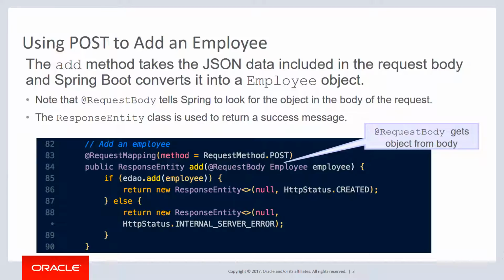Notice that I use the response entity class to return my messages. If I was successful, I return a 201 created. If unsuccessful, right now I'm doing a 500 catch-all. Of course, if you have more specific information, you would probably have a list of error message possibilities there in that method.